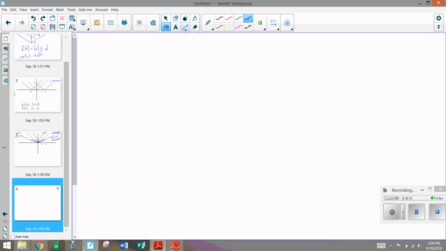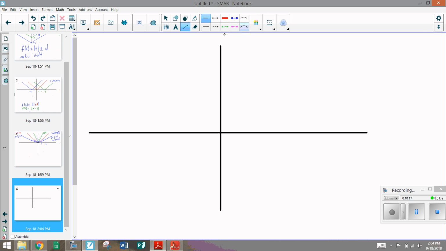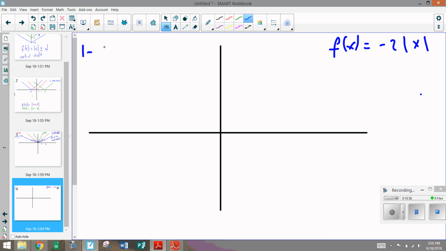I will draw a coordinate plane. I'm going to write a function f of x is equal to -2 absolute value x. Now, first, there are 3 steps. Okay, first step, I'm going to draw the parent function. f of x is equal to absolute value x.